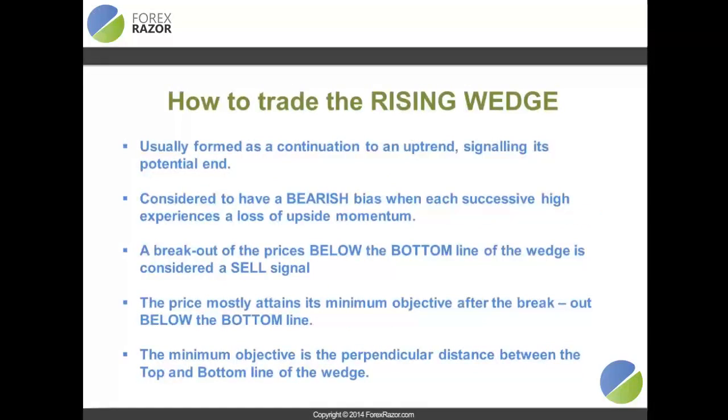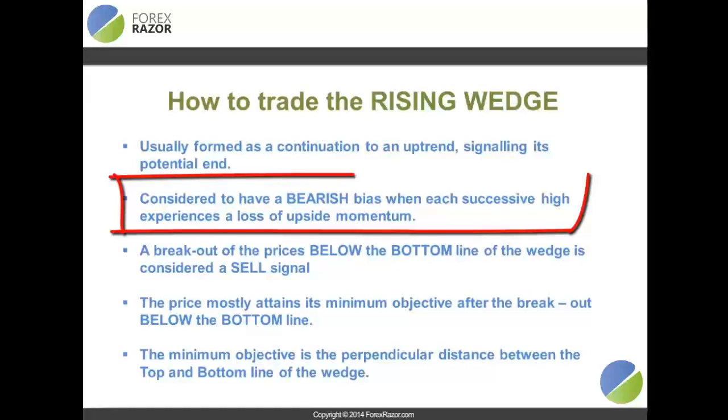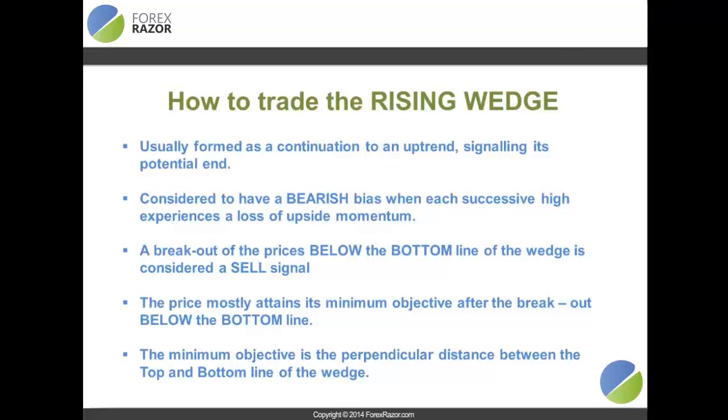Now that we know how to identify a rising wedge, we'll understand how to use it while trading. A rising wedge formation is usually formed as a continuation to an uptrend, signaling its potential end. It is considered to have a bearish bias when each successive high formed experiences a loss of upside momentum. This can be identified by falling volume associated with the price move.